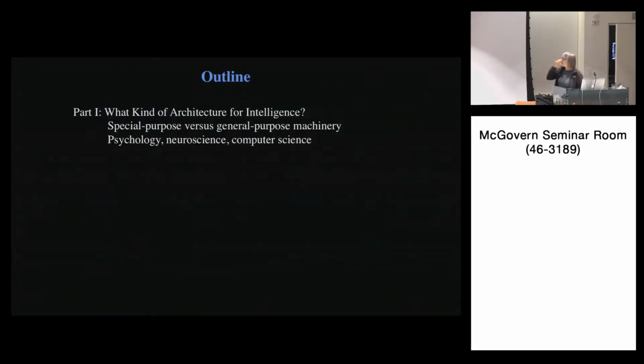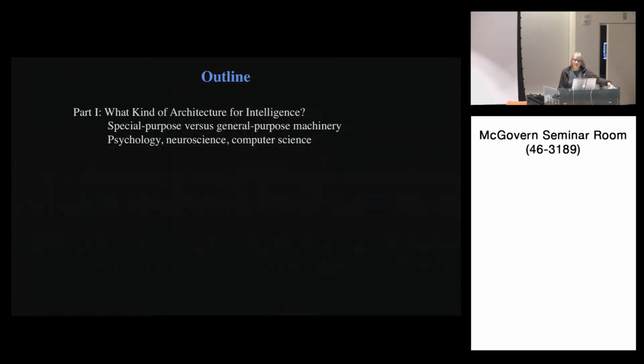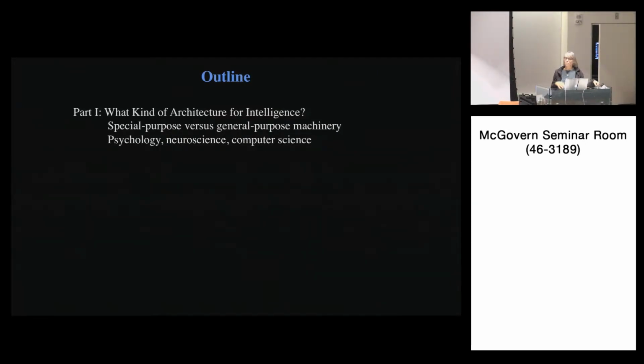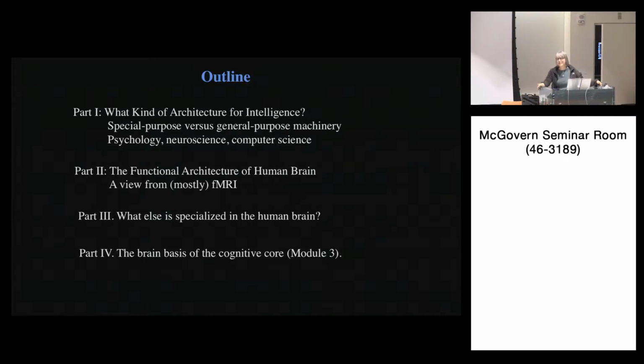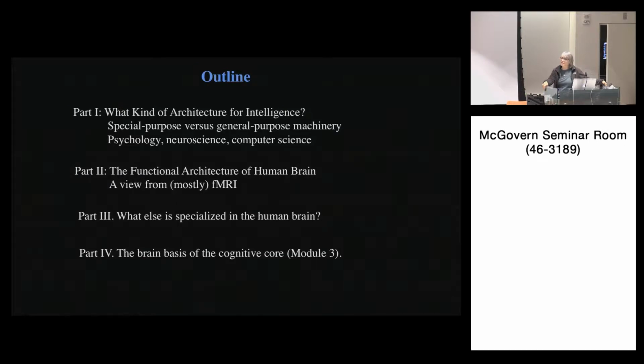So this is the planned outline. I'll start with just some general perspectives on what kind of architectures we might want for intelligence. As I'll argue, a long debate in many fields has been to what degree we want special purpose machinery versus general purpose cognitive machinery. That's played out through the history of psychology and neuroscience and arguably computer science. We have this all coming up in weird orders. Doesn't matter.